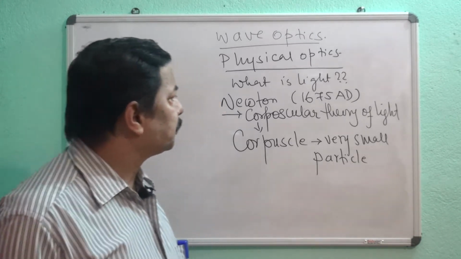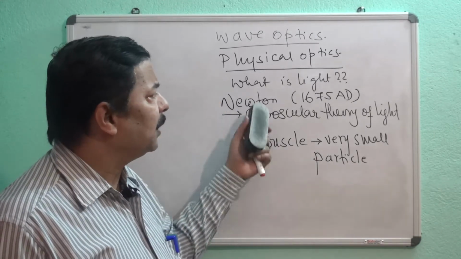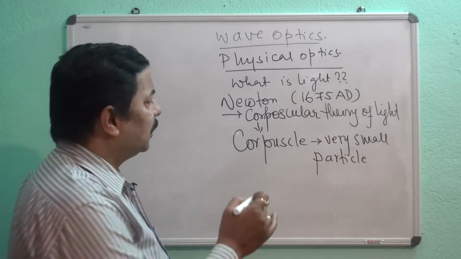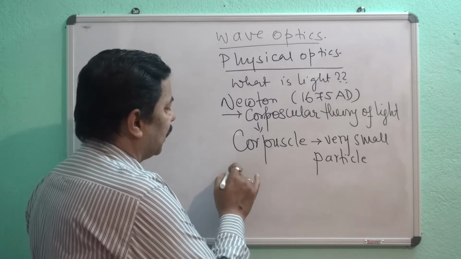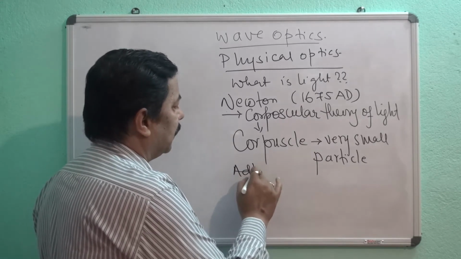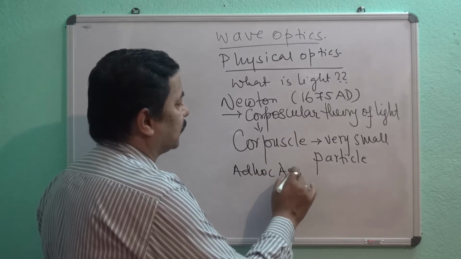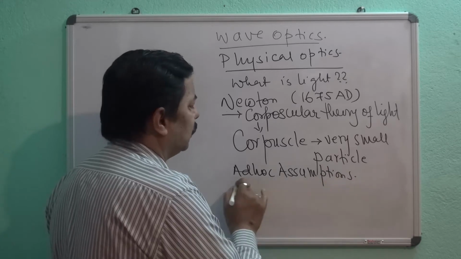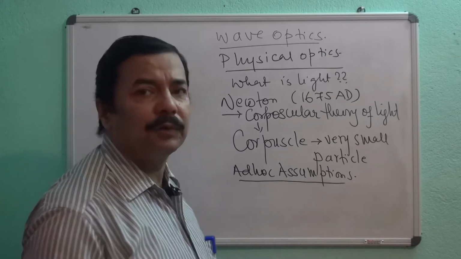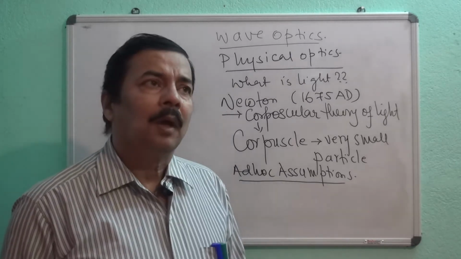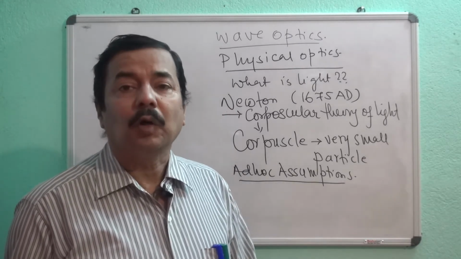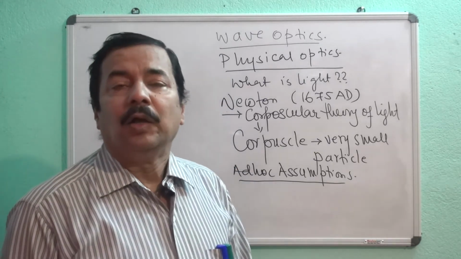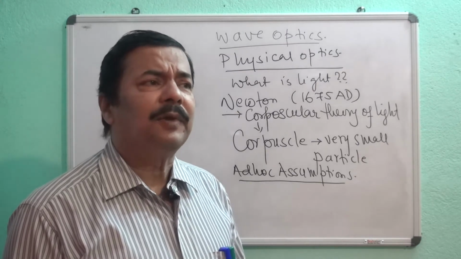Next thing is, while giving the corpuscular theory of light, Newton made certain ad hoc assumptions. Why did Newton make ad hoc assumptions? Newton made ad hoc assumptions due to the fact that at that time technology was not so developed that it would support the development of science and scientific theory. So certain assumptions were made by Newton.